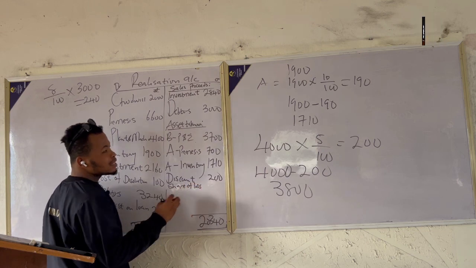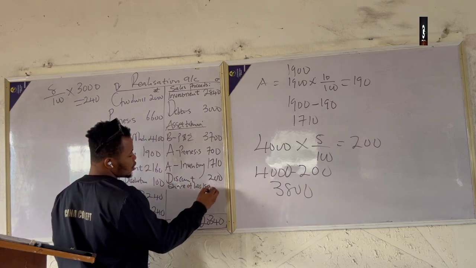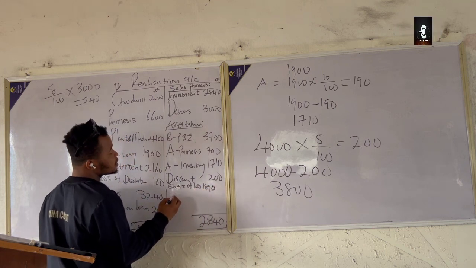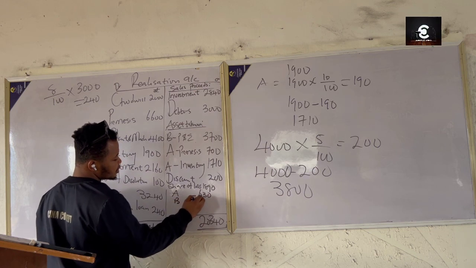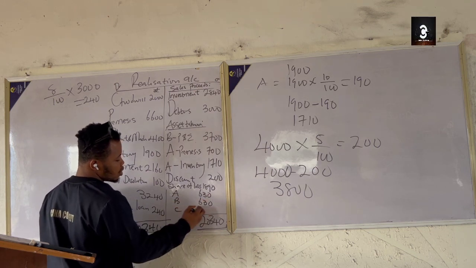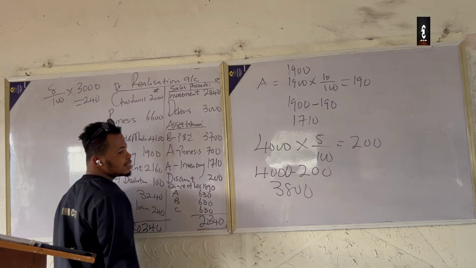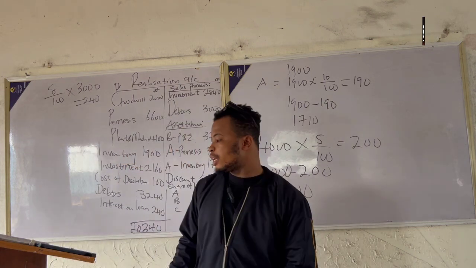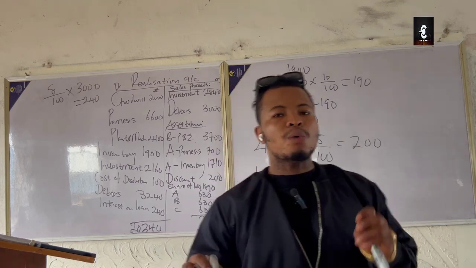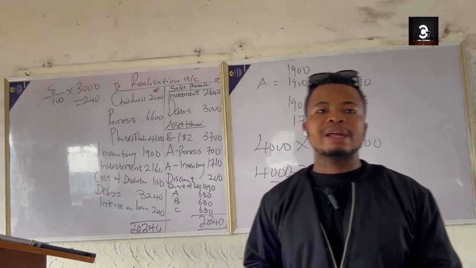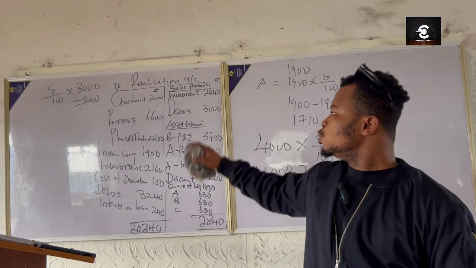So 1,890 divided by 3 persons. So A will have 630, B will have 630, C will have 630. In this scenario, what the partners are sharing is loss. Having done that, remember, first thing foremost, look at what they are asked. They asked us to prepare realization accounts, which we do quickly.